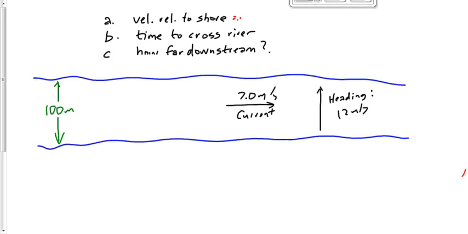We want to find out the velocity of the boat, or whatever it is that's going across the river, relative to the shore. We want to find out how long it takes to cross the river, and we want to find out how far downstream this boat ends up going.